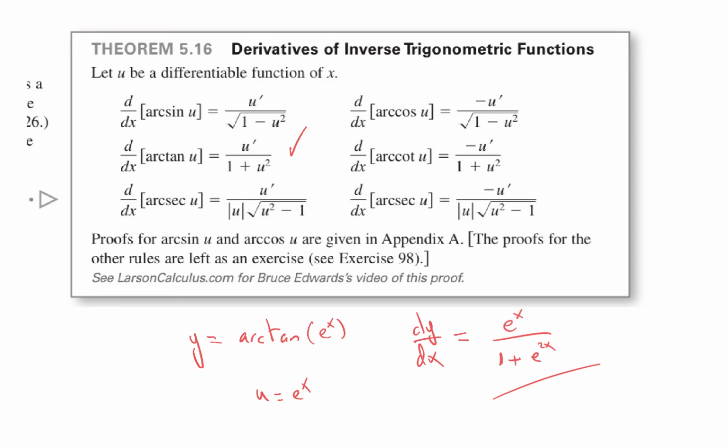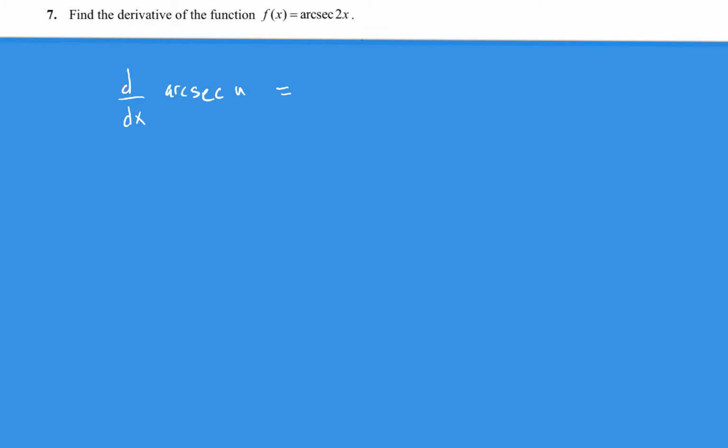Let's go to the next problem. According to what I have shown you in the formulas, the derivative of arc secant of u is u prime divided by the magnitude of u times the square root of u squared minus 1. Let me check if this is correct. Yes, it's correct. I already checked it.